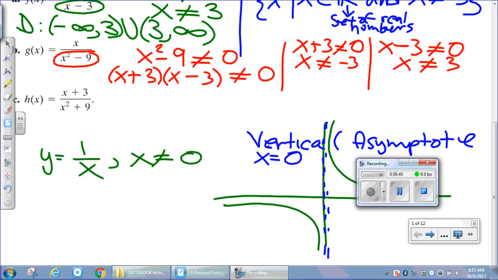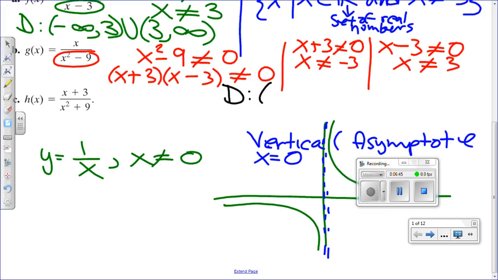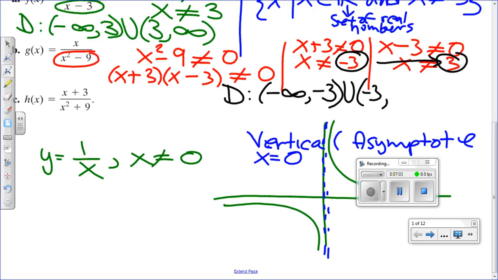So to write down the domain as an interval, we will take everything from negative infinity to, which one is the smallest exclusion here? Negative 3 or positive 3? Negative. So we stop there, and we break that interval with parentheses, union parentheses, negative 3. And then we go to the next number, which will be 3, right? 3 is closer than infinity. So 3, close parentheses, and then 3 to infinity.